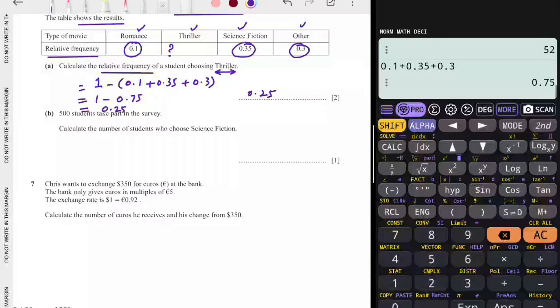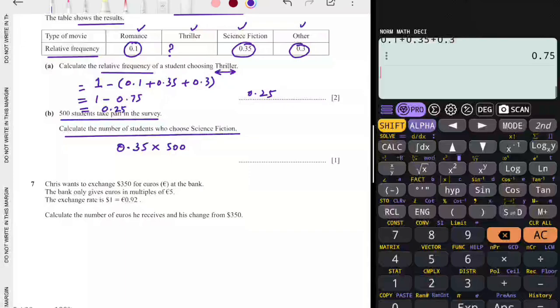500 students take part in the survey. Calculate the number of students who choose science fiction. So the relative frequency of science fiction is given, that is 0.35, and we have to multiply it by 500. So 0.35 multiplied by 500, the answer is 175. Next question.